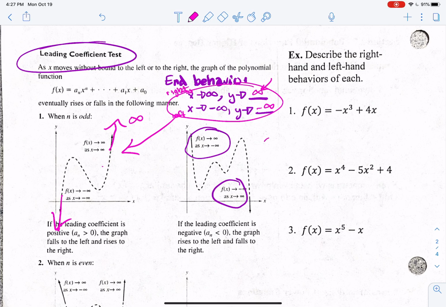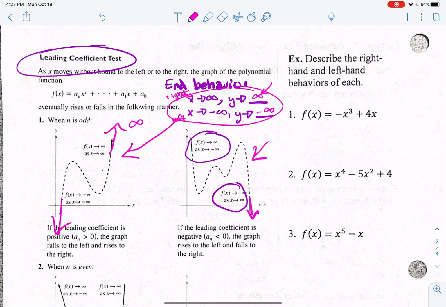Now, if we were doing this graph, this second one here, it would be the opposite. As he's going toward the right, he's going negative, and he's going toward the left, he's going positive, okay? When n is an odd function, meaning x to the third power, x to the fifth power, x to the seventh power, something of that nature, he is going to go opposite directions, okay?